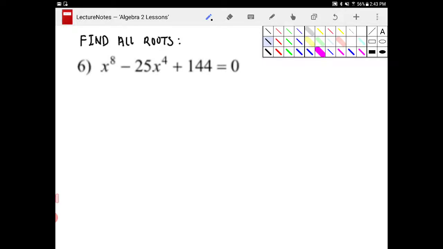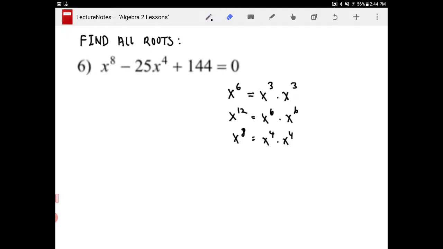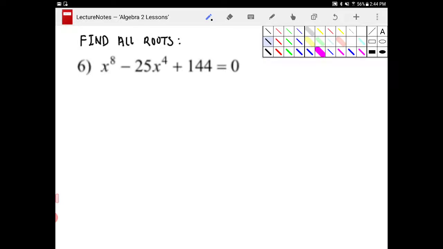However, I also recognize that this is an even degree polynomial. Any even degree polynomial is actually a perfect square. Why is that? Well, let's say we have x to the 6th. x to the 6th is x to the 3rd times x to the 3rd. That is a perfect square. x to the 12th, that's x to the 6th times x to the 6th. x to the 8th, that's x to the 4th times x to the 4th. That is indeed a perfect square. So that leading term there is a perfect square.